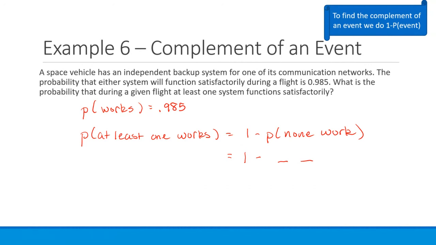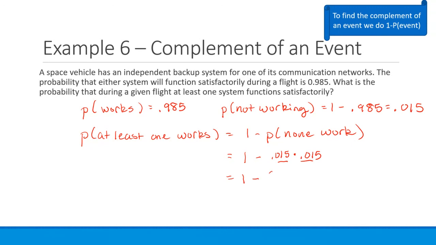If the probability of it working is 0.985, we can then find the probability of not working, and that's 1 minus that. So again, that's a complement. It works or it doesn't, so you subtract it from 1 because probabilities have to add to 1. So that's 1 minus 0.985, which gives you 0.015. The probability of none of them working would be the probability of the first one failing times the probability of the second one failing. Because they're independent events, we can multiply those together.